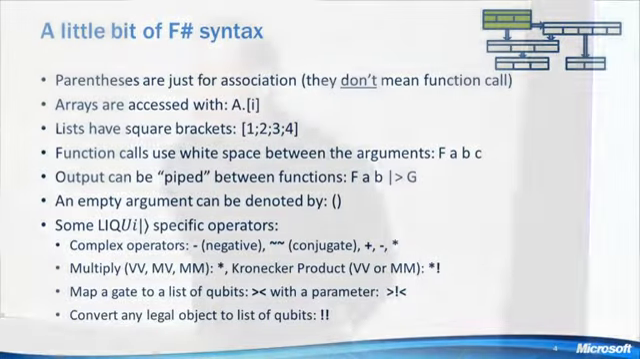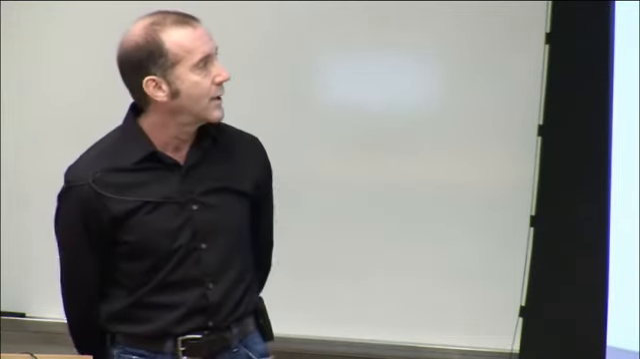I should give a little bit of syntax for F# because you're going to see some going by. Parentheses don't mean function calls, they're just grouping. Arrays are accessed with a syntax with a dot between the array and the index. Lists have square brackets with semicolons. Function calls use white space between the arguments. Output can be piped between functions, so I can take f of a and b and pipe it to g as the argument that's going into g.